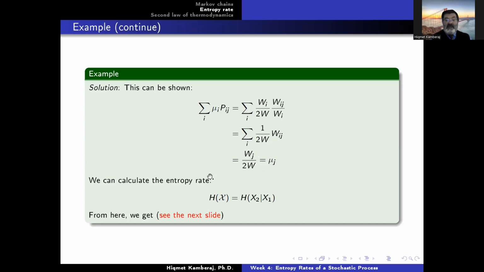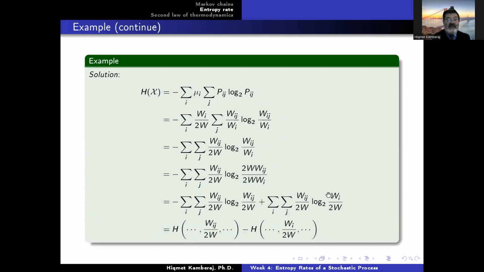Now we can calculate the entropy rate as the conditional entropy of x2 given x1. And this is shown on the next slide. Our entropy rate is equal to minus the sum of all i's mu I, sum of all j's, pij, log base 2 of pij. Now, this is equal to minus the sum of all i's, where I replace mu I with wi over 2w, sum of all j's, wij over wi, log base 2 of wij over wi.